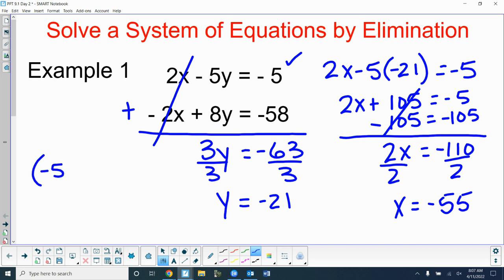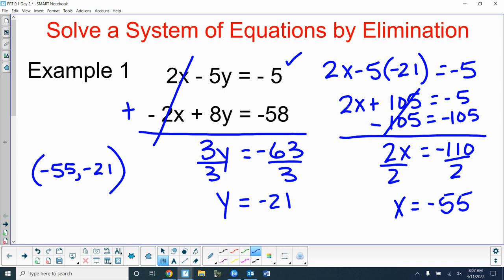So my ordered pair is negative 55, negative 21. If I plug negative 55 and negative 21 into both, I'll get a true statement. It'll work. That's elimination. So again, you're looking for the same number in front. Well, you always have this situation where there'll be a number in front that's the same for both.